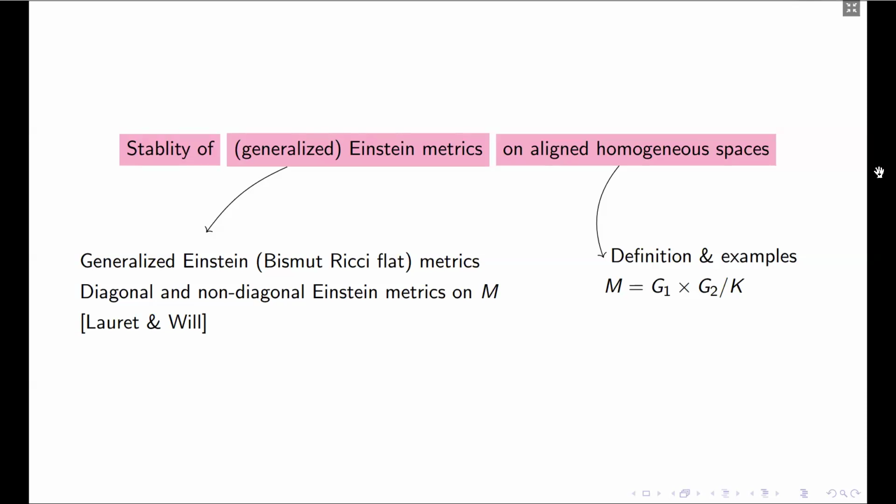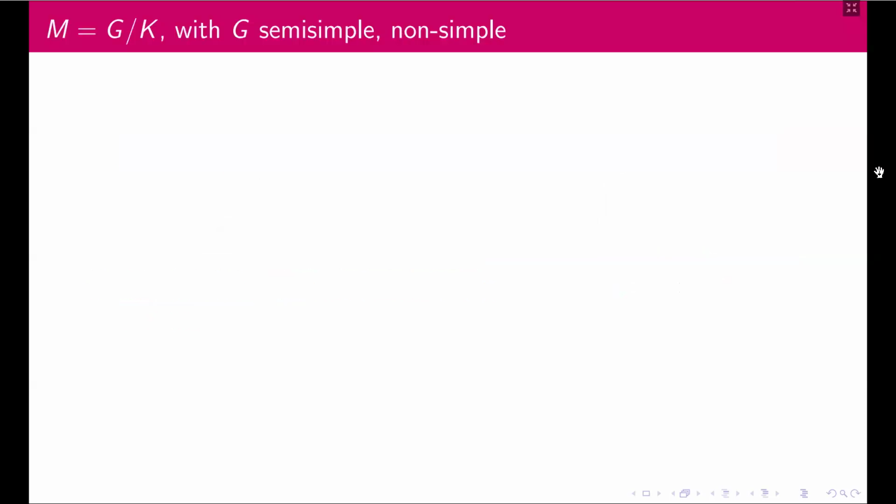So I'm going to show you the dynamical stability of these metrics. And for the diagonal and non-diagonal Einstein metrics, I am going to present the stability with respect to the Hilbert action. So to start, a homogeneous space M is determined by the Lie groups G and K, of course, but also by the way K is embedded into G.